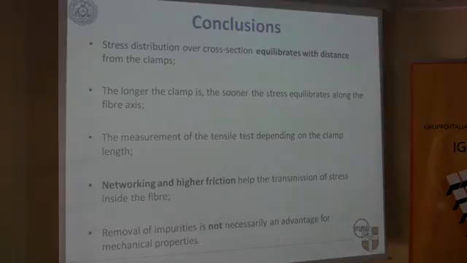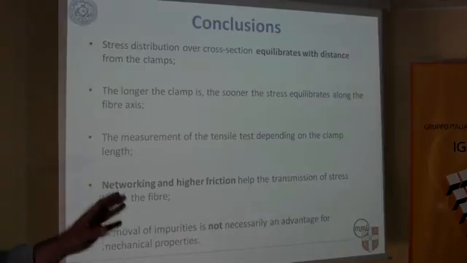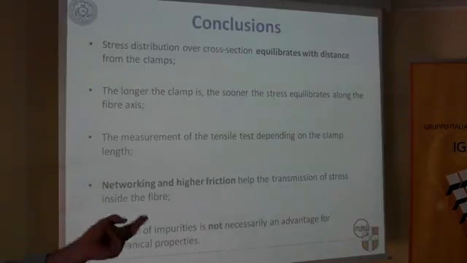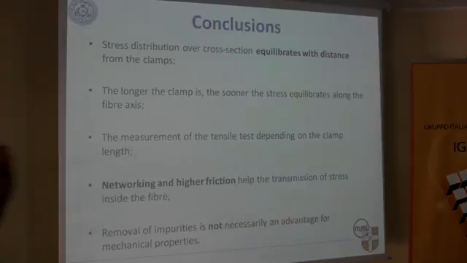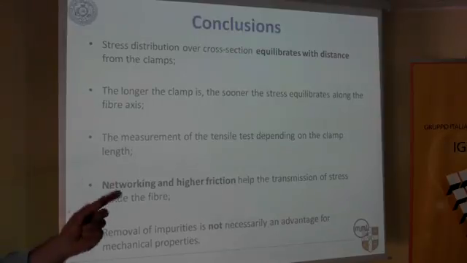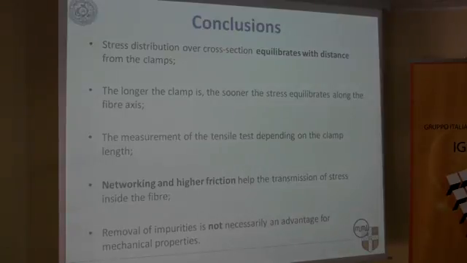What it is trying to say is that if I test my fiber in one laboratory with one test machine with, for example, 2 millimeters of clamp length, then I take this fiber and test again in another machine with another clamp length, the result will be different. This is important. And then we underline that network and higher friction help the transmission of stress, and removal of impurity is not necessarily an advantage for the mechanical property of the fiber.